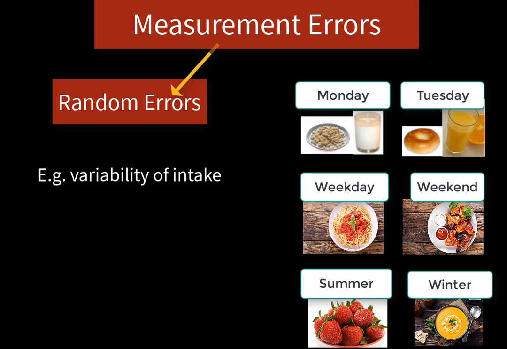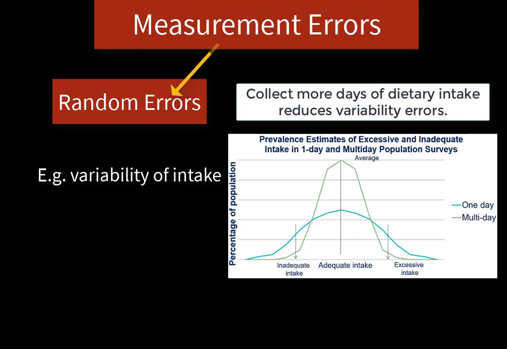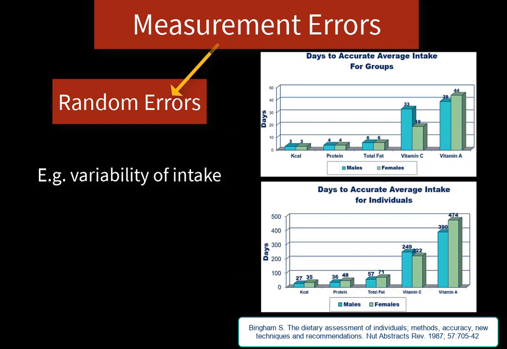Random measurement errors can be reduced by collecting more days of dietary intake and collecting intake for both weekdays and weekends. If measuring a population's dietary intake, you can collect information from more people, and this again will reduce this random measurement error. These graphs illustrate the number of days of dietary intake needed to assess a true average intake for individuals and for groups.